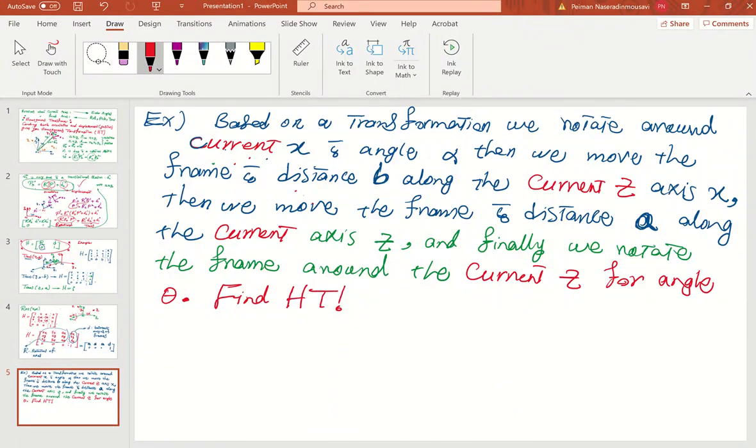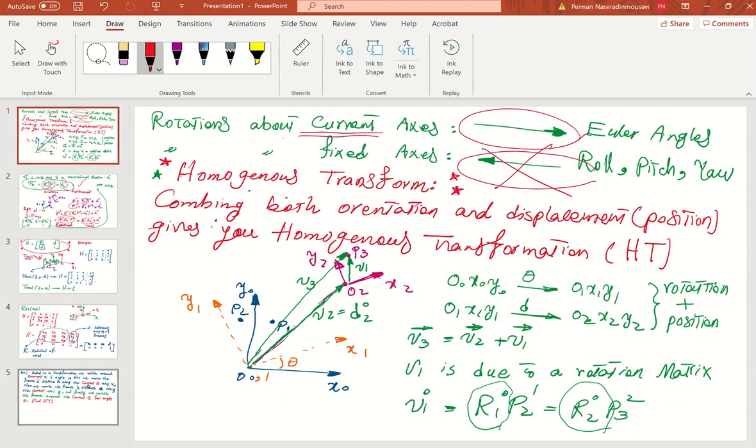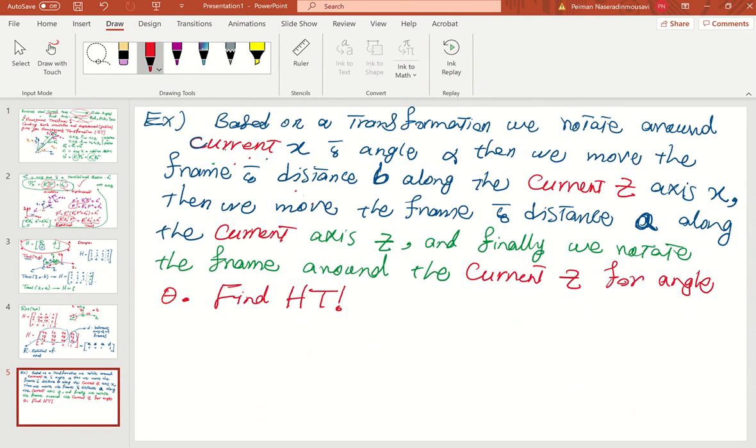So because everything is being done around the current axis, I mean both rotation and translational motion, so the sequence of the multiplication of the homogeneous matrices must be in the forward direction. Remember, in the forward direction, not in the reverse direction. Okay, because we are doing around the current axes. Understand?